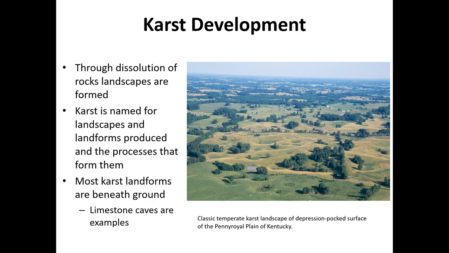Limestone caves are an example of a karst environment. They can happen in temperate climates like Kentucky and Missouri, or in hotter tropical climates. They're not as common in colder climates because you're less likely to have the water and the chemical reactions caused by the warmth that are necessary to create them.